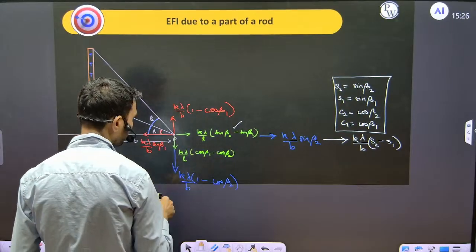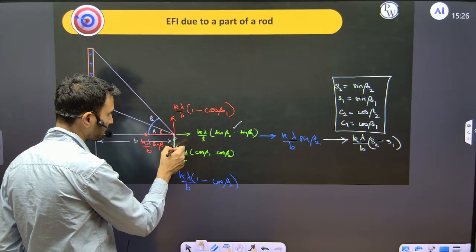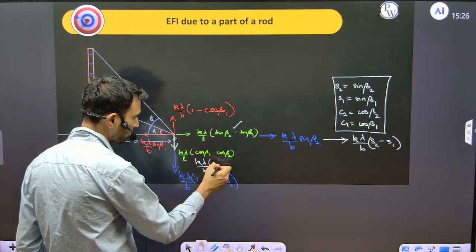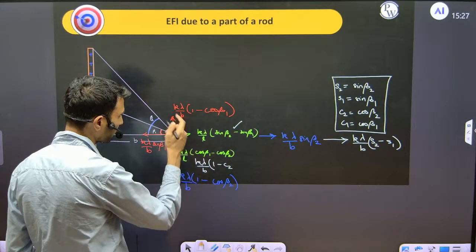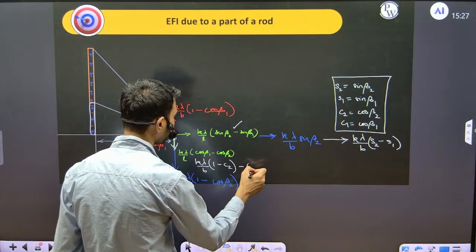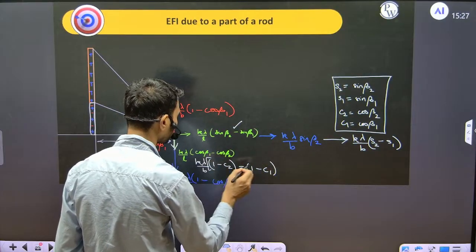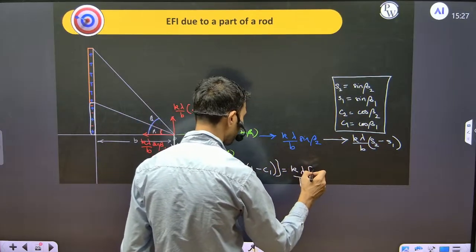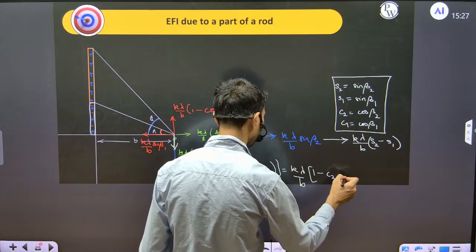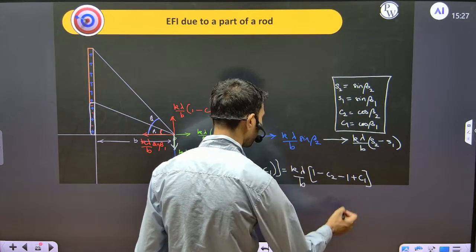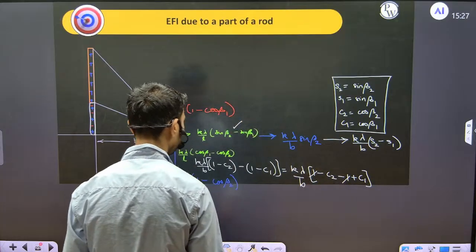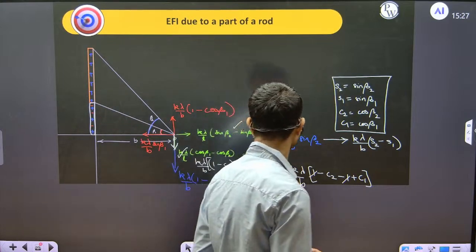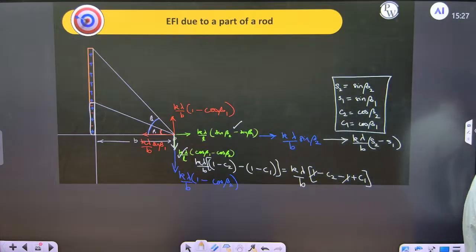And in the vertical direction, what will be the electric field in the downward direction? Let's find that out. It will be k lambda by b into 1 minus c2 is downward, minus 1 minus c1. That will be k lambda by b into 1 minus c2 minus 1 plus c1, and that is c1 minus c2, which will be, break this down.